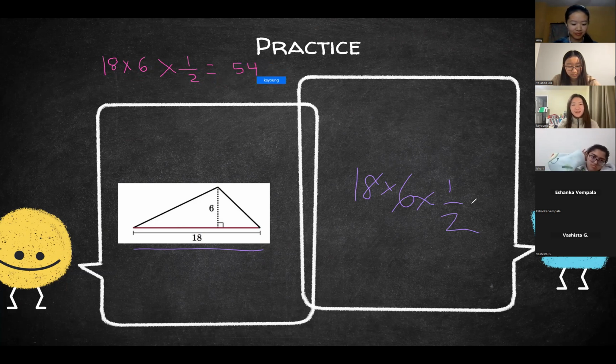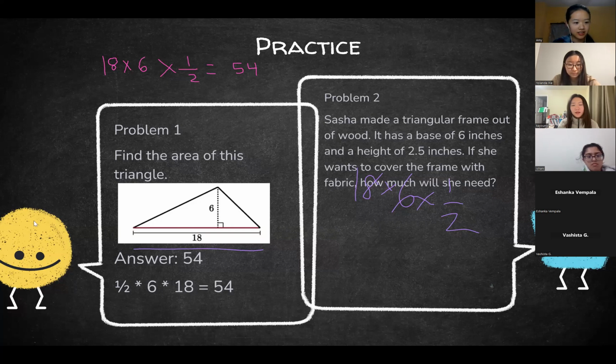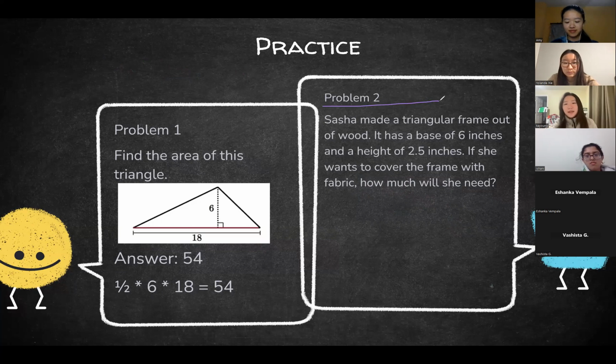Yep. Okay, and then if you click next, I think there's another problem. All right. And now number 2 is a word problem. Sasha made a triangular frame out of wood. It has a base of 6 inches and a height of 2.5 inches. If she wants to cover the frame with fabric, how much will she need?